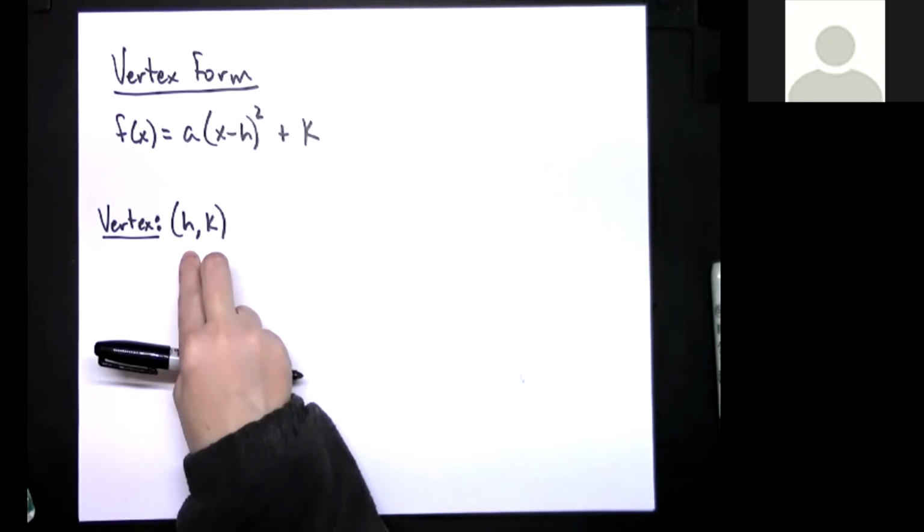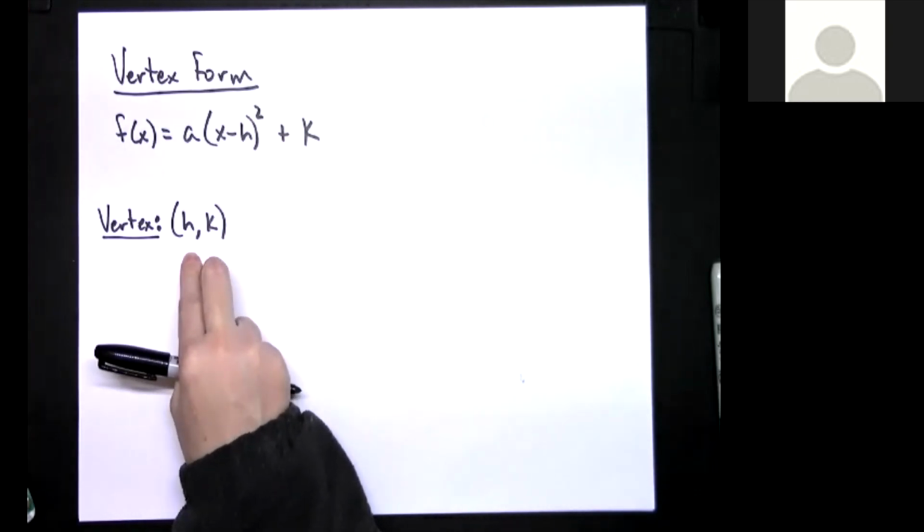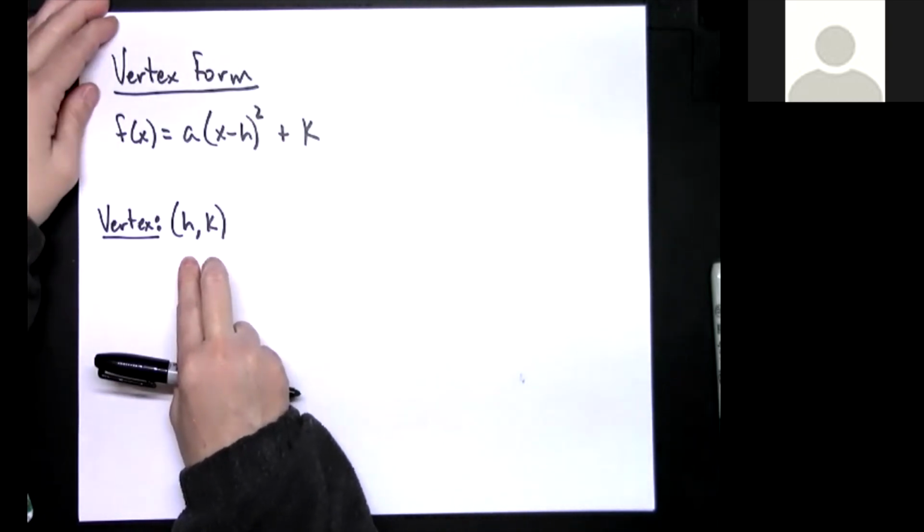So I don't have to do all that negative b over 2a thing. I don't have to plug it back into the function. I can get the vertex really, really quickly.